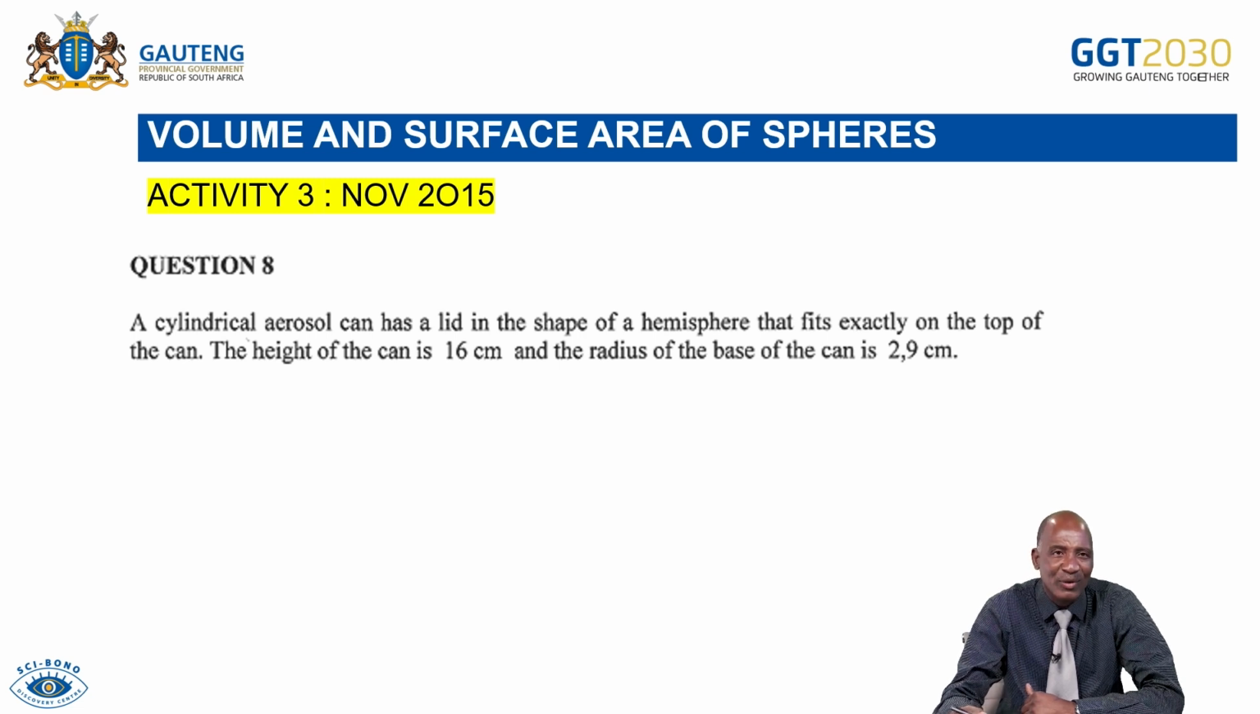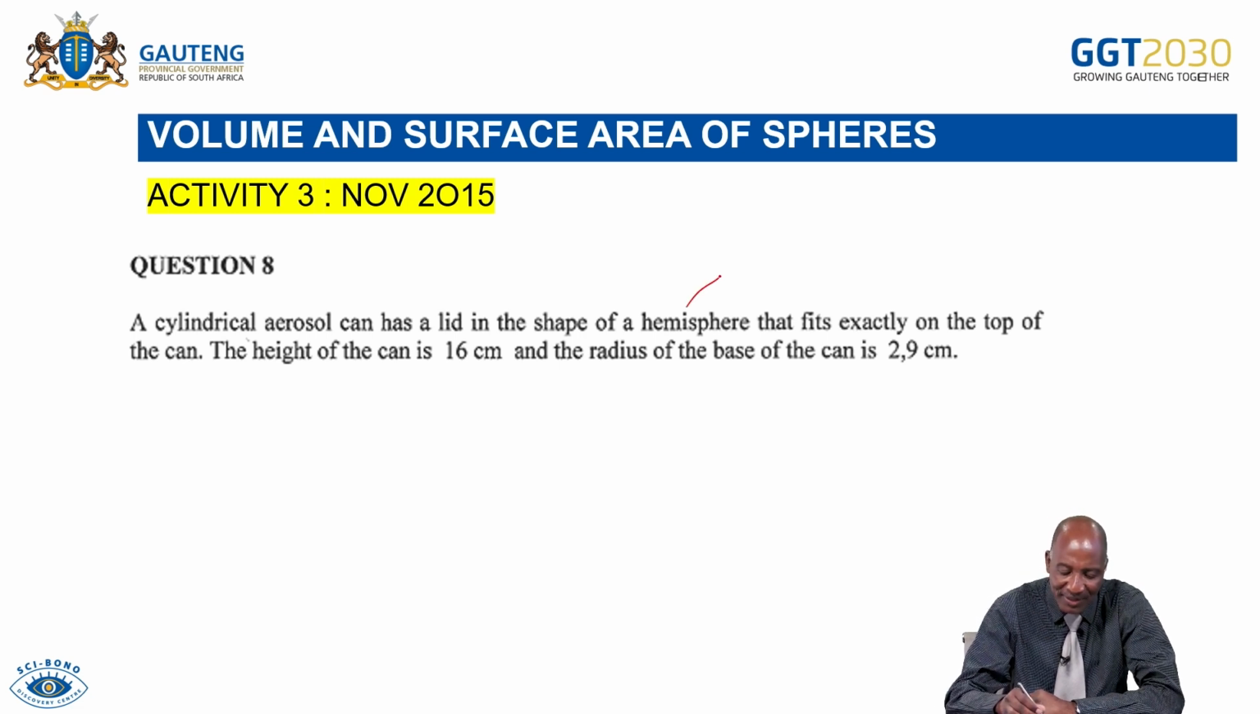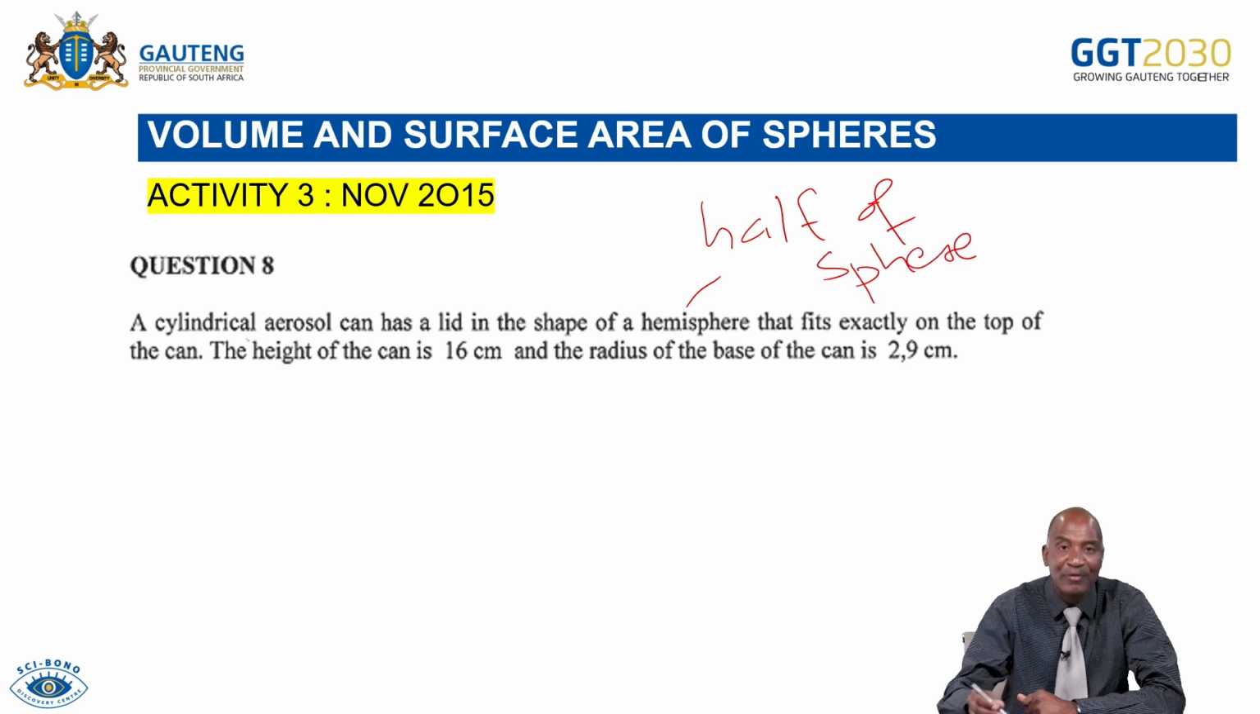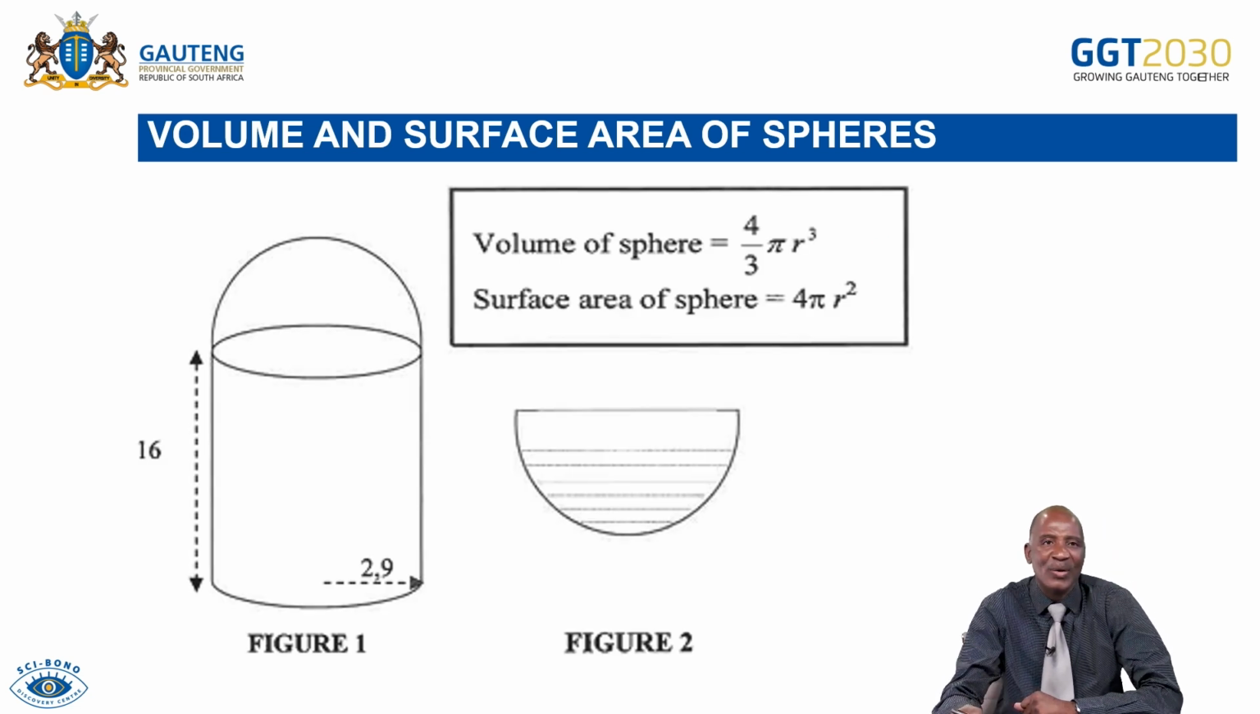And our last question for the day will be this question, November 2015, which says a cylindrical aerosol can has a lid in the shape of a hemisphere. A hemisphere is half of a sphere. That fits exactly on the top of the can. The height of the can is 16 centimeters and the radius of the base is 2.9 as shown there.